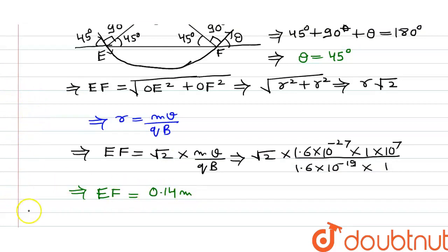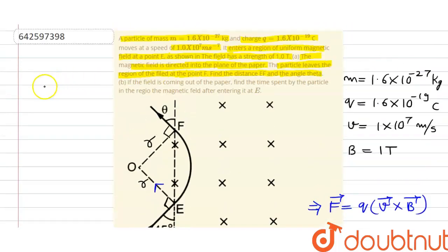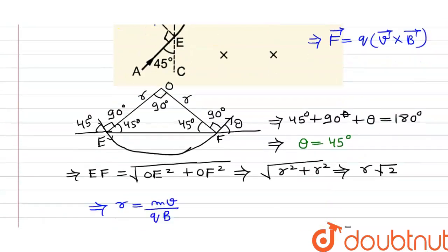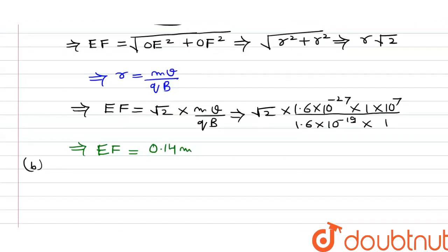So now let's solve part B. What does part B say? So let's read the question. In part B, if the field is coming out of the paper, so now in part A, magnetic field was inside the paper. Now it is coming out of the paper. Find the time spent by the particle in the region of the magnetic field after entering in it at E.